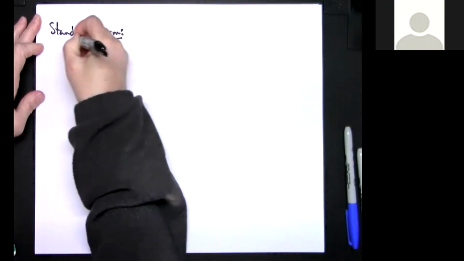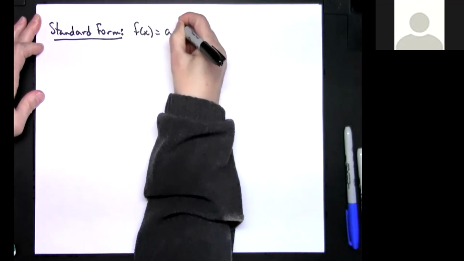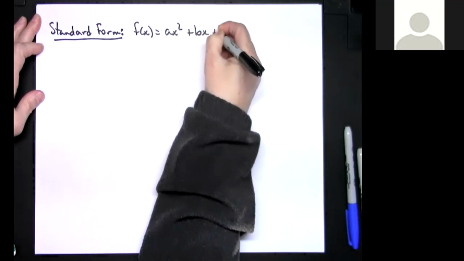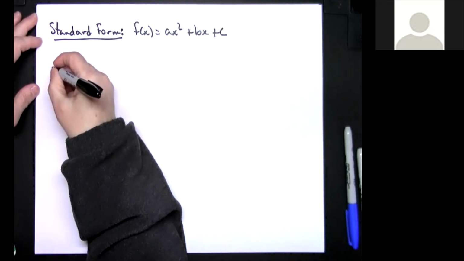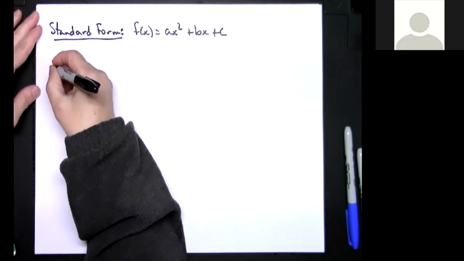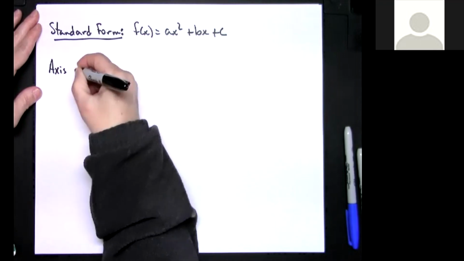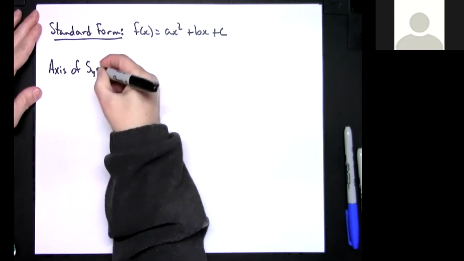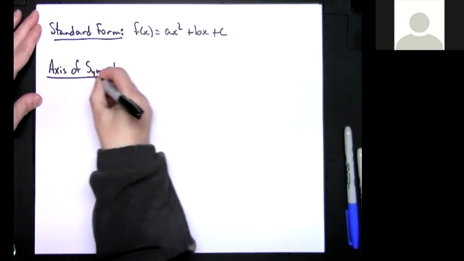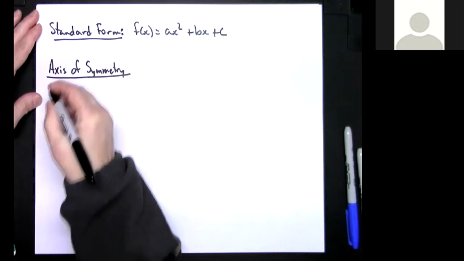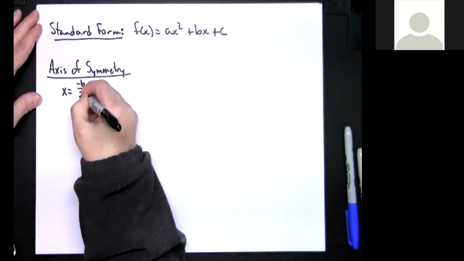Okay, standard form: f of x is equal to ax squared plus bx plus c. So we've got that to look at. Things they're going to ask you to calculate when trying to graph one of these: definitely the axis of symmetry, and possibly that might even be the real first thing you want to calculate. The formula for the axis of symmetry is x equals negative b over 2a.